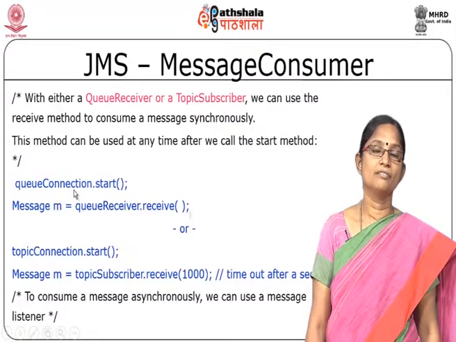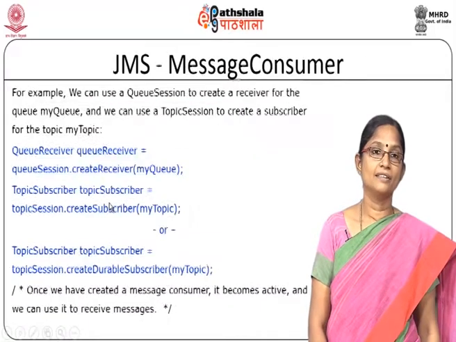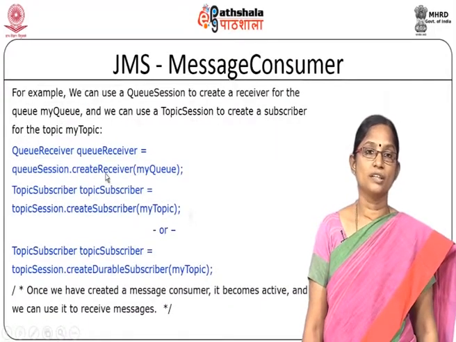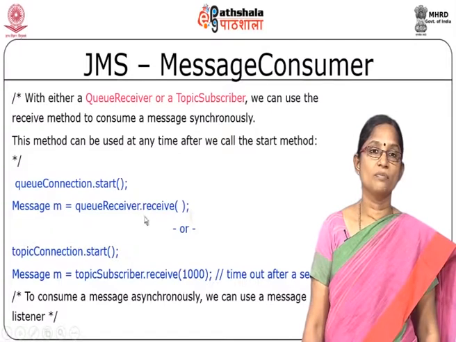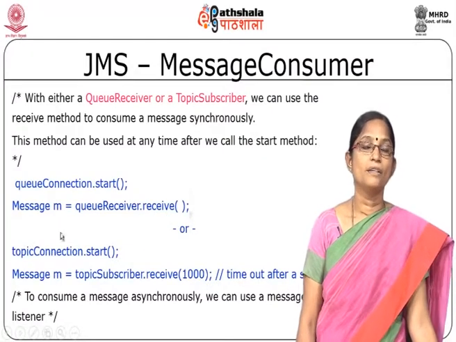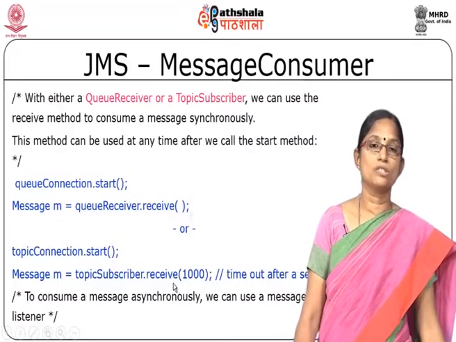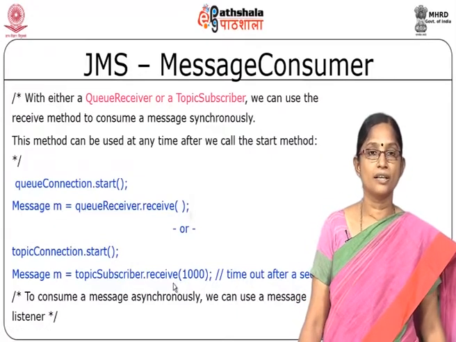You can see that first we have created a connection earlier in the last session. So, the connection has to be started. After the connection has been started, we have the queue receiver handle, the queue receiver object. Over the queue receiver object, we can call a method called receive. Or, if it is a topic connection, it has to be started, and over the topic subscriber we can call receive of 1000, which says that it can wait for 1000 milliseconds, that is, timeout after a second.